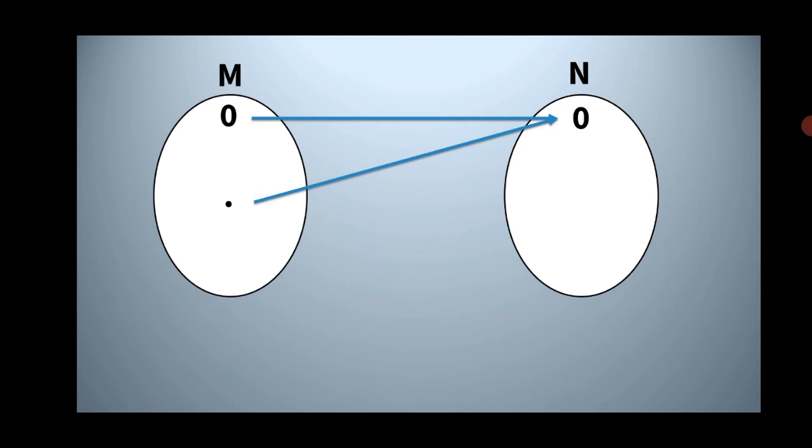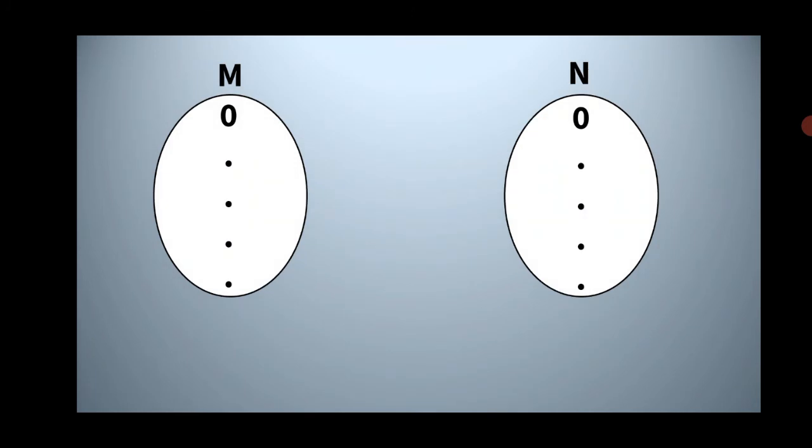If we can somehow find another element in the first group which also gets mapped to the identity element of the second group, then we can clearly see that this function is not a one-to-one function. A homomorphism between two groups is one-to-one if and only if the kernel of that homomorphism contains only the identity element of the first group. In other words, the identity element of the first group is the only element of the first group that gets mapped to the identity element of the second group.